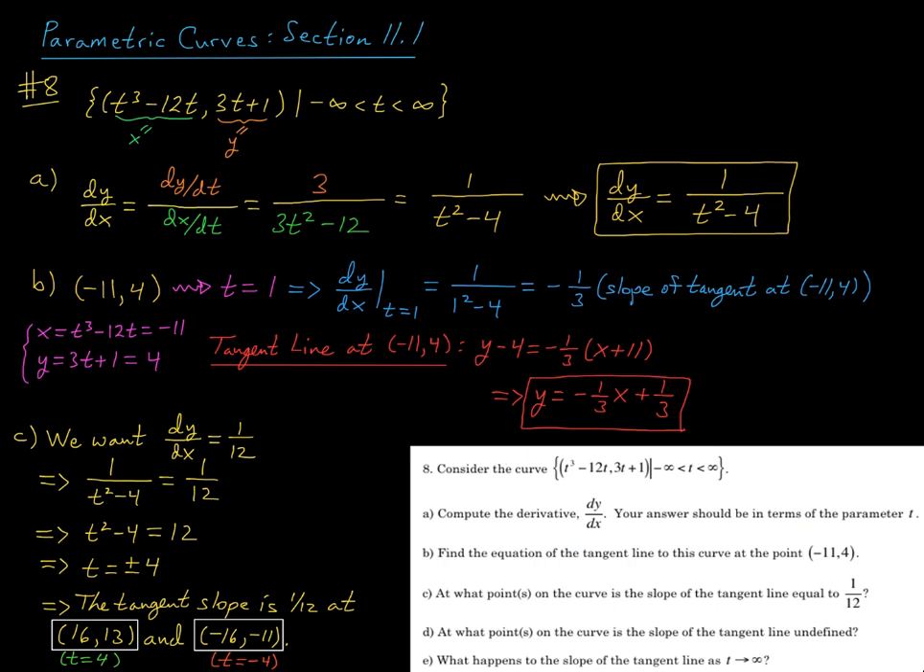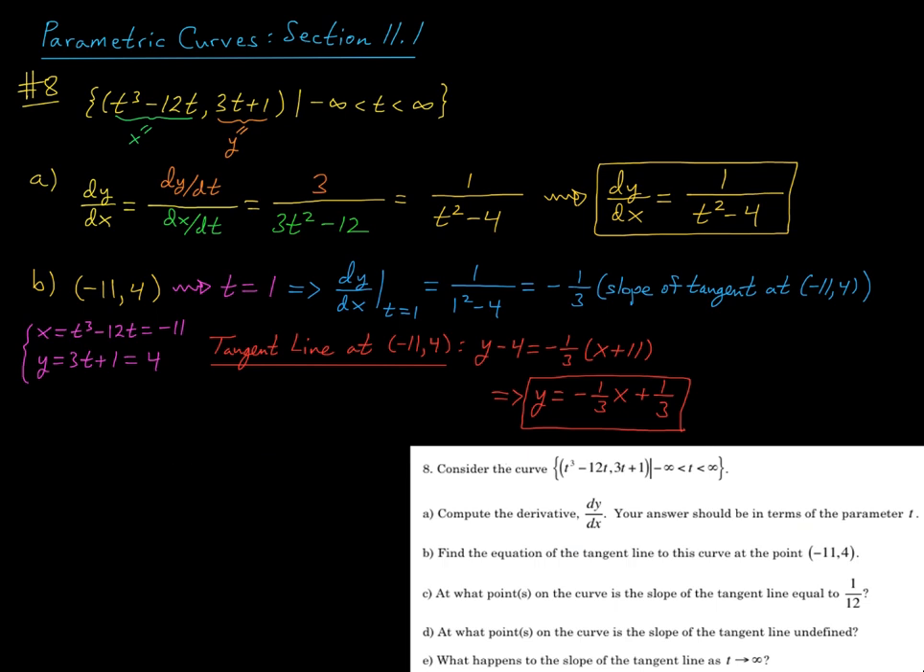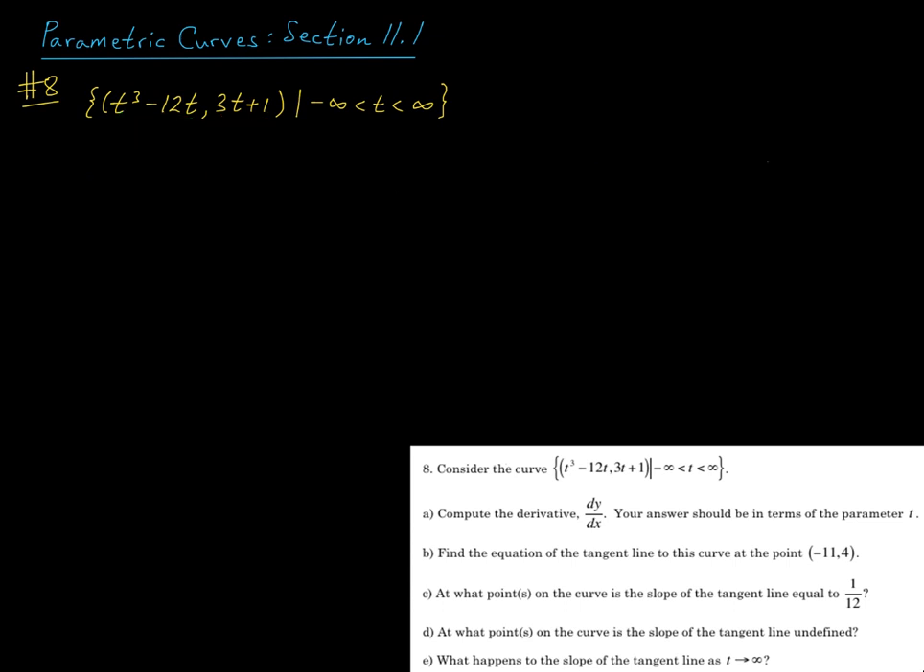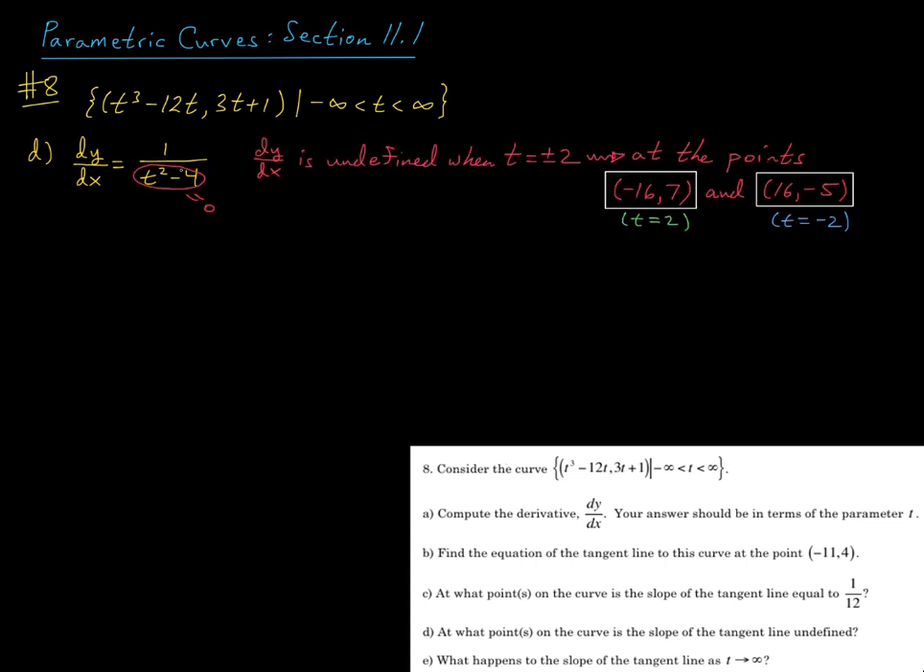All right, and that leaves us with parts D and E, and I'm going to go ahead and make some space there. So for part D, it says, at what point or points on the curve is the slope of the tangent line undefined? The slope of the tangent is dy/dx, and this will be undefined when the denominator, t squared minus 4, is equal to 0. And that happens when t is plus or minus 2.